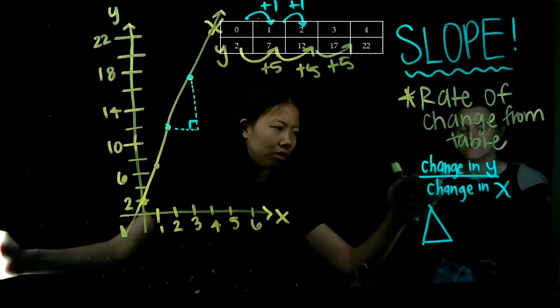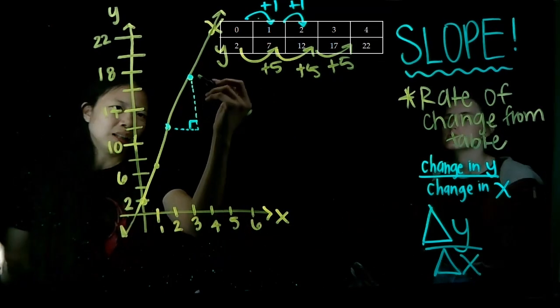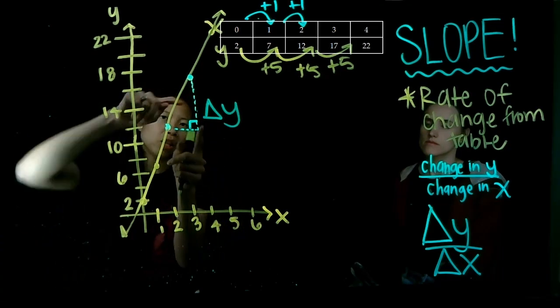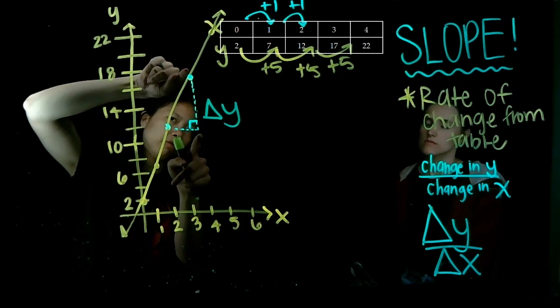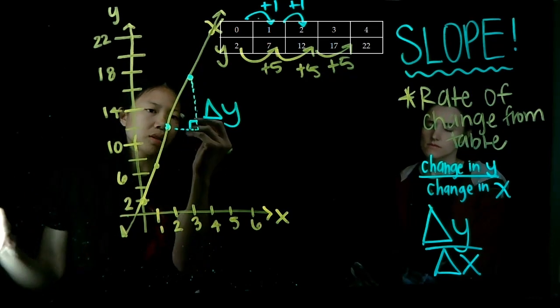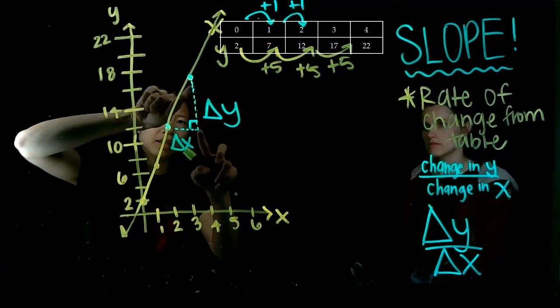So what we often mean by change in y over change in x is delta y over delta x. So this is considered our change in y because that is how much growth is happening in my y value. And then this is my change in x because this is how far apart they are horizontally. So if I look here, this starts at 12 and it goes all the way up to 17.